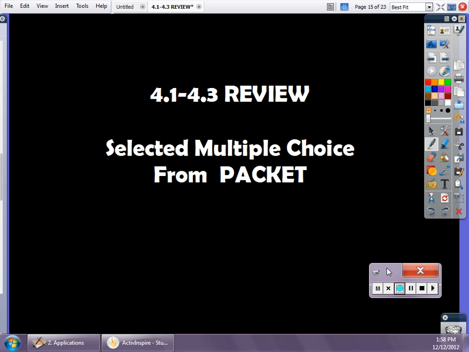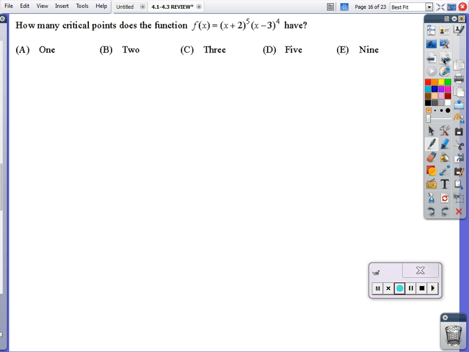Alright, so now I'm going to pick a random question from your multiple choice packet. I don't actually have what page they're from, so just pause if you want to look for the question so you can actually do the question together with me. So the first question says, how many critical points does the function have?